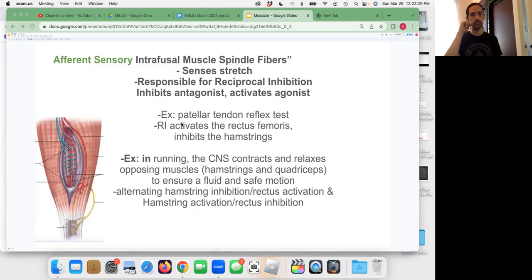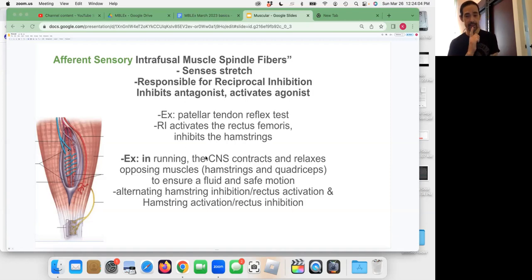Okay, so what is this? This is just going over what we established earlier, which is that the afferent sensory intrafusal muscle spindle fibers are responsible for reciprocal inhibition. Reciprocal inhibition inhibits the antagonist and activates the agonist. There's that new word, activates. Reciprocal inhibition, RI, activates the rectus femoris and inhibits the hamstrings.